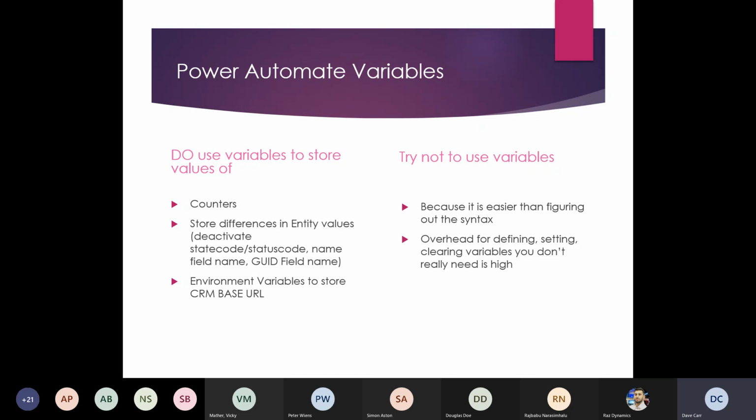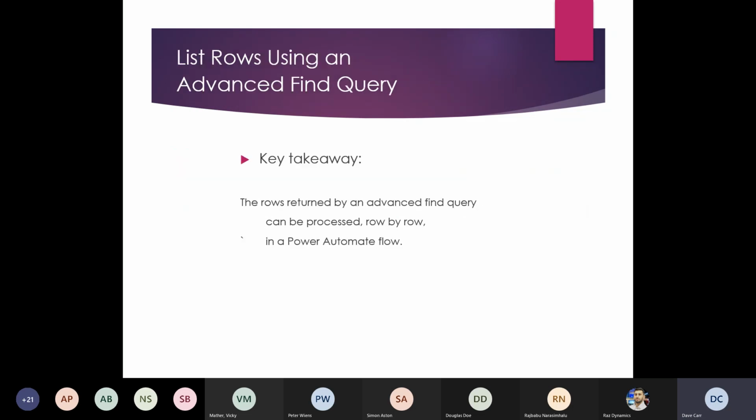I am guilty of this, but try not to use variables just because it's easier than figuring out the syntax. In other words, you can have a field that you want to string together a bunch of values from, and it can be quite tricky to figure out what that syntax should be. It is easier to put each individual thing into variables and then combine them that way. But the overhead for defining, initializing, setting, and then clearing variables that you don't really need is pretty high. I am guilty of this, and when you start out, you'll probably do the same thing, but try not to overuse variables, is the message there.